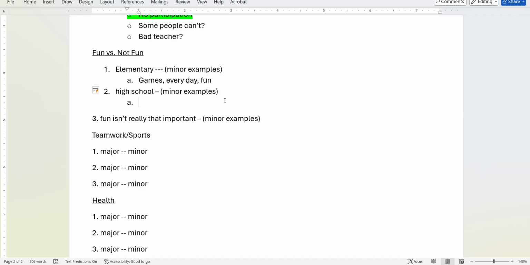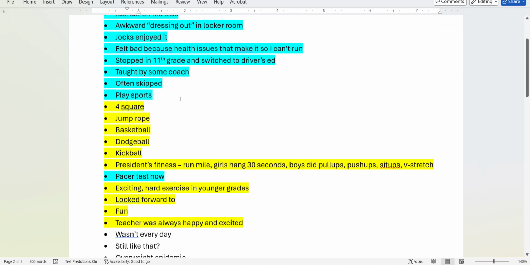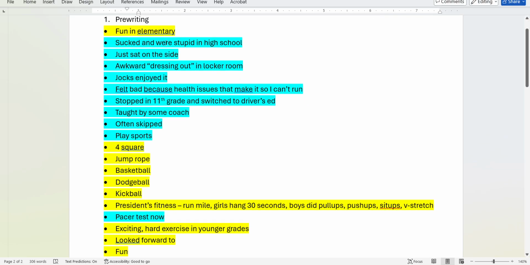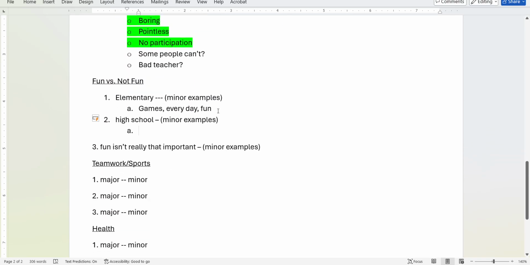In high school, I'm going to bring back the stuff I set up here about it being boring, no participation. Let's see. Felt bad. Taught by someone who wasn't really interested. People skipped it. People didn't like having to dress out in the locker room. So I will say for high school that it was boring, that there was no participation, and only the basic sports were played. We would play basketball and volleyball, and that's pretty much it. And if you didn't like basketball and volleyball, oh well, sorry about your luck.